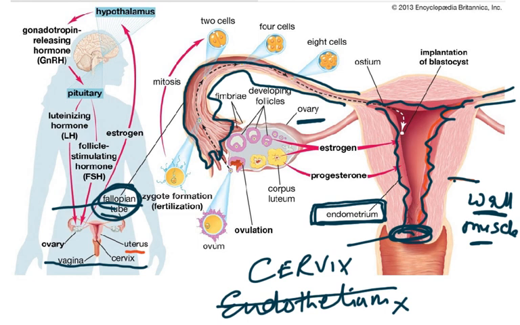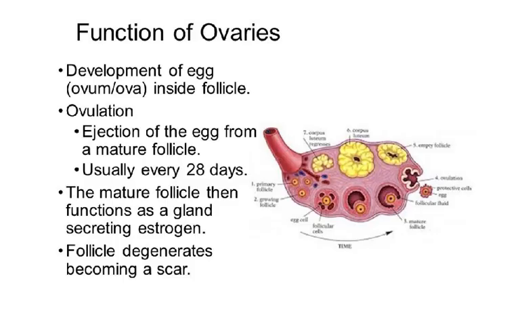So what we have to understand is the uterus, the cervix, the opening, the oviduct or the fallopian tube, one on either side, and the important organ which is called the ovary. Now let's look at the function of the ovaries. What is the function of the ovaries? It is the development of the egg. I said development of the egg inside a follicle which is called the Graafian follicle.